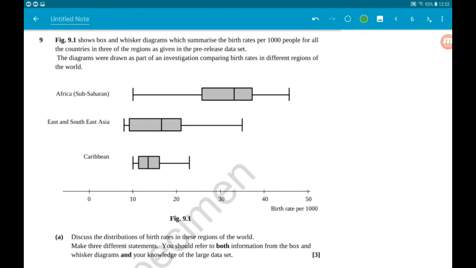Then the third thing I think I would say is that the Caribbean by far has the smallest spread and the smallest interquartile range out of all three regions. Now, for that, we can probably account for the Caribbean being relatively small compared to Africa and East and Southeast Asia. So the variety of wealth between the countries in the Caribbean is probably less spread out than the two regions up above. Now the Caribbean is quite a rich region, so in general, they're going to be quite educated, quite wealthy, so birth rates are probably expected to be quite low. Cool.